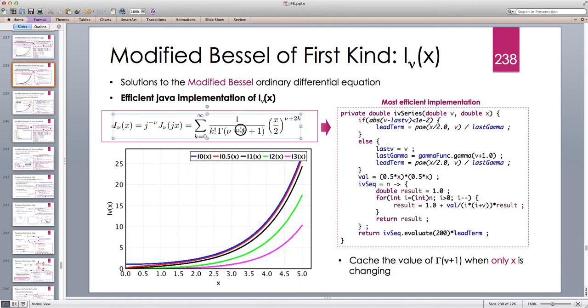And if you recall my lectures on the Bessel function j nu, we saw how to calculate the lead term. The lead term is x over 2 to the power of nu. This comes out of the summation. And then we also factor out gamma of nu plus 1, right? That's what I'm calculating here. And again, we cache the value of the gamma nu, because if we are only sweeping the x values and nu is constant, we don't need to calculate this lead term, this gamma nu plus 1, many times, right?